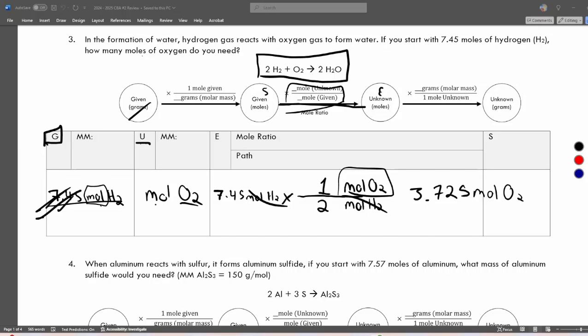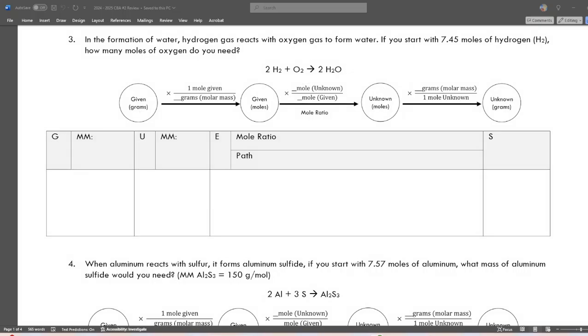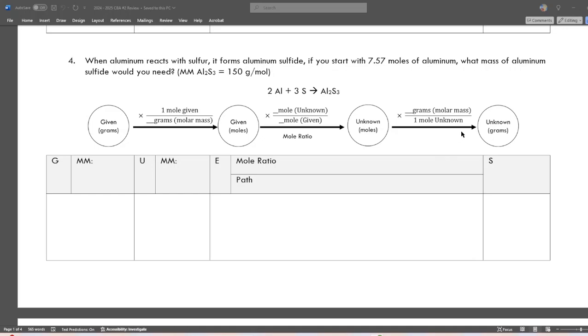All right, now that we're kind of getting the gist of things, I'm going to move along a little bit faster with some of these. When aluminum reacts with sulfur, it forms aluminum sulfide. If you start with 7.57 moles of aluminum, what mass of aluminum sulfide would you need? Again, we have our stoic map. Let's write our given: 7.57 moles, and this time we're talking about aluminum. Remember, our given is the number and the unit and the substance that they give us in the problem. And then, if you start with that many, it says what mass. What is mass? Mass is grams. That's my unknown: what grams of aluminum sulfide?